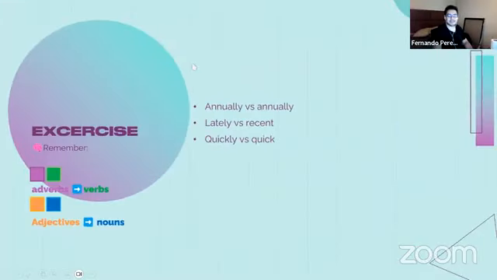In this moment, we have practiced annually versus annual, lately versus recent. Elsie said it sounds strange, and Rich, although Jessie also said that sounds strange, but that is the way English works, my people.